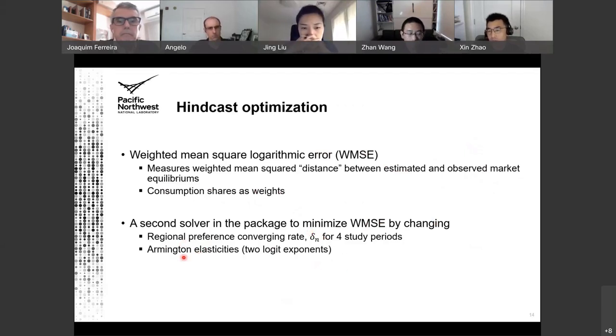So the base parameters are just the Armington elasticities, which include the two nested exponents, a two-level structure. And also, under the market integration scenario, under this bias erosion scenario, we allow this conversion rate, which we defined, to change. There's a year-specific conversion rate changing to find the best solution here.